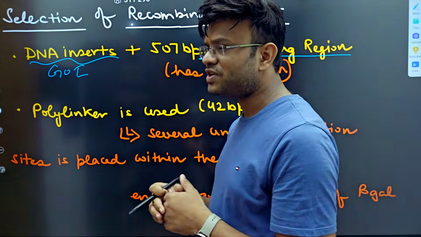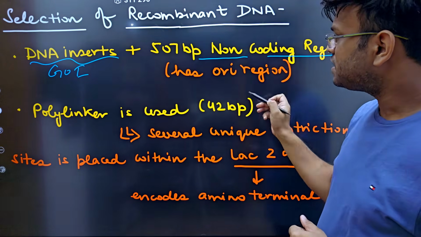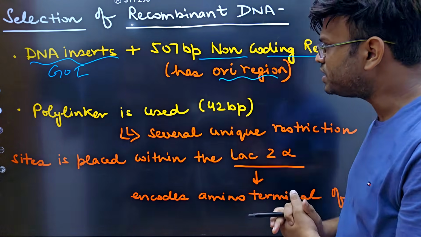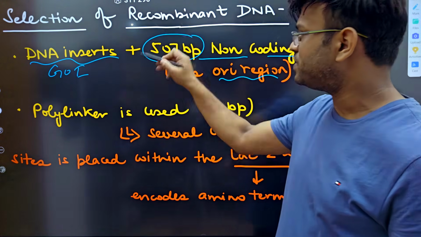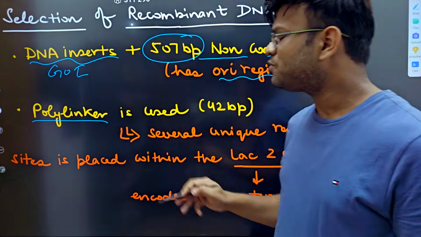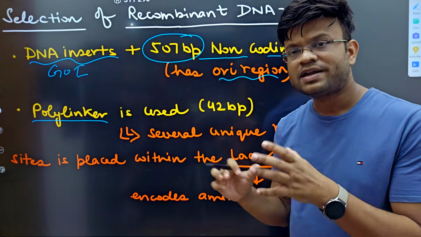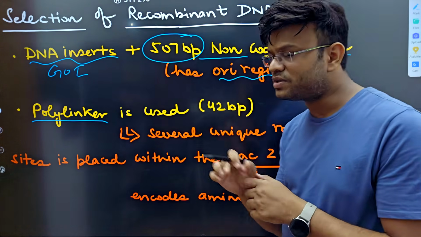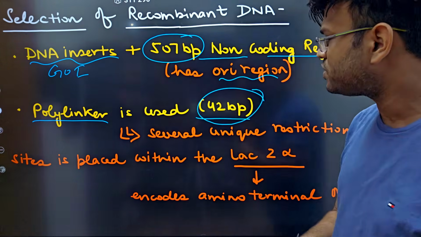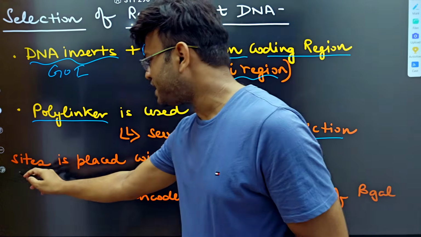Now in the M13 phage, there is a region that is called the non-coding region, but it has the ORI region also. This non-coding region is having the ORI region, and the size of this is 507 base pair. Now polylinker, this is the name of a structure. Polylinker has an important function. I would be talking about that in just a bit. Polylinker is used, and the size of the polylinker is 42 base pair. It has several unique restriction sites.